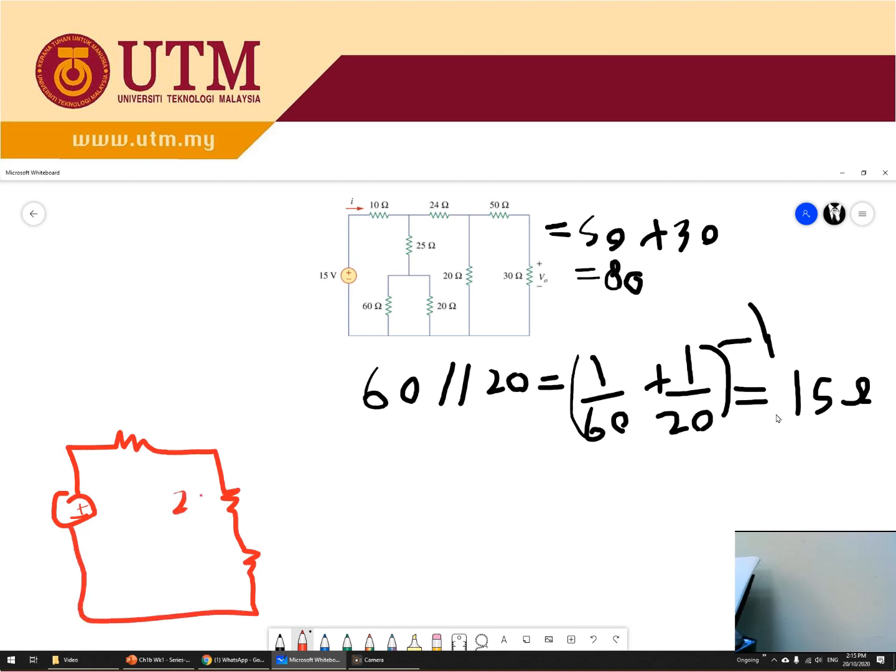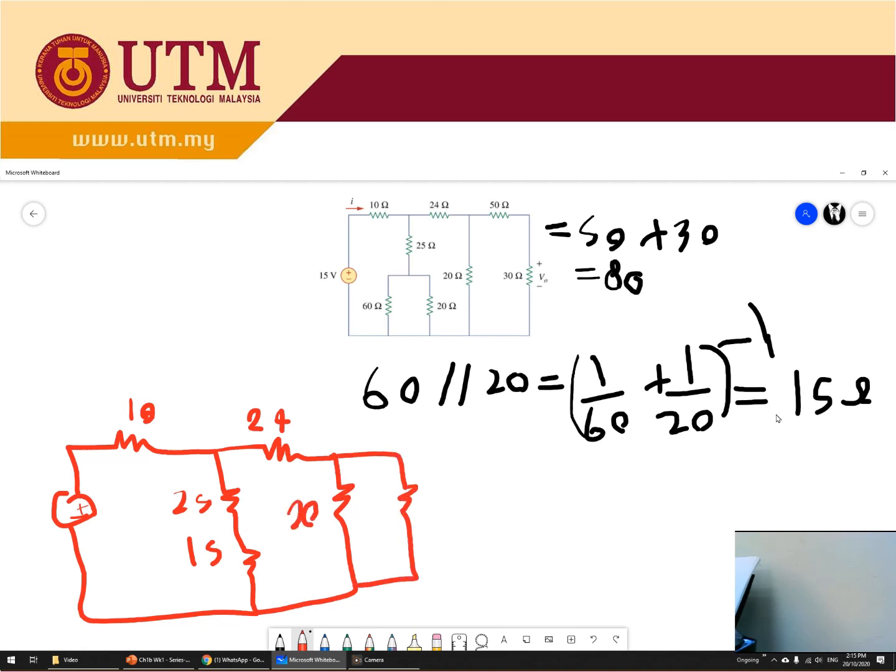This one is 25, 10. This one is 15. This is 24, 20. This one is 80, 20. So now you can see that this one is parallel. This one is now in series. So how to do this? Because we have to focus on the simplest one.